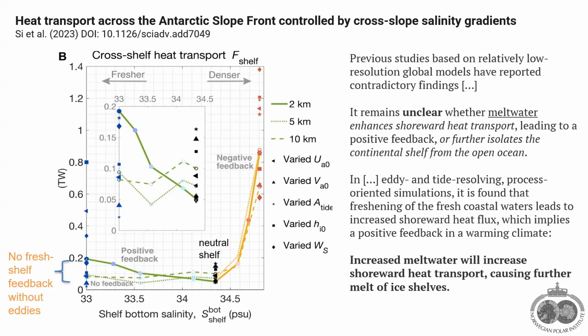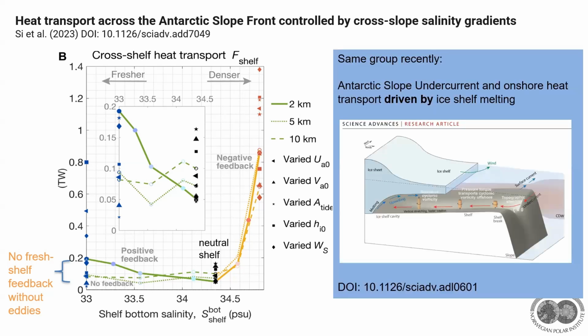And because they are productive writers, the same group just recently put out another study where they also propose a mechanism for how the Antarctic slope undercurrent may be enhanced and drive heat onto the shelf if you include ice shelf melting. It's a different type of dynamics, but it's a little bit what I tried to point at before, that to get the overturning into the cavity, you need to add a buoyancy flux there.